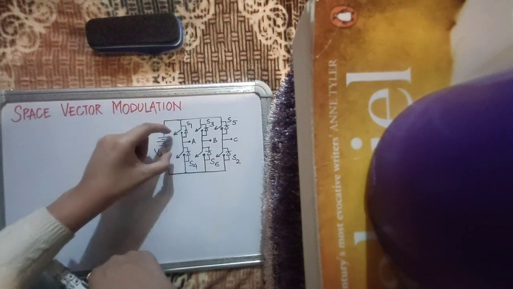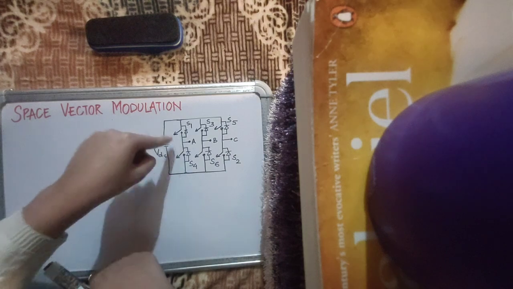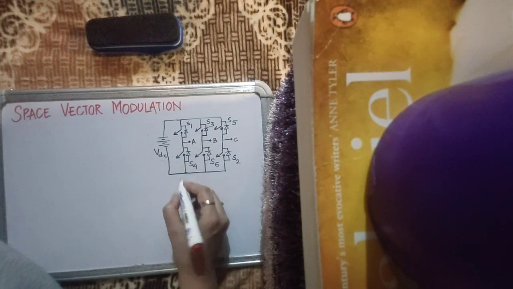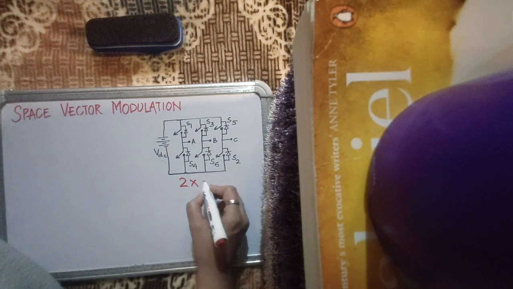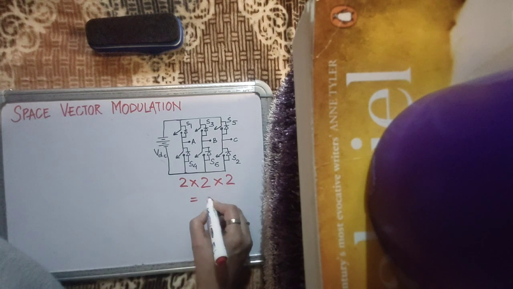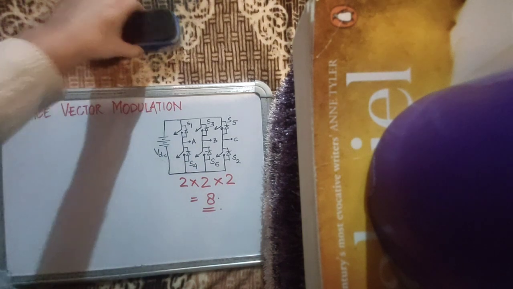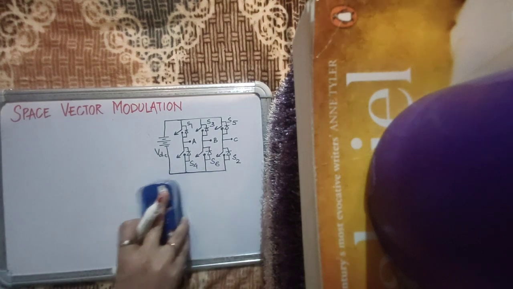Therefore each leg can have two states. That means either this one is on or this one is off, and this one is off and this one is on. So this leg can have two states, then the other leg can have two states, then the other leg can have two states. So a total of 8 switching states are possible in a three-phase VSI. Now what are those 8 switching states? You can simply tabulate them.